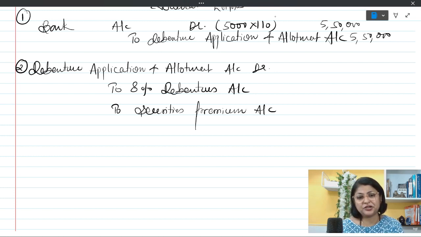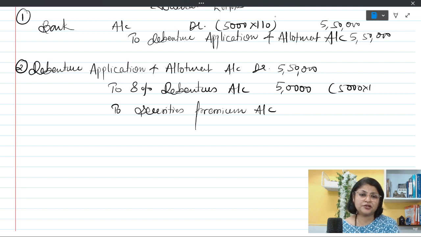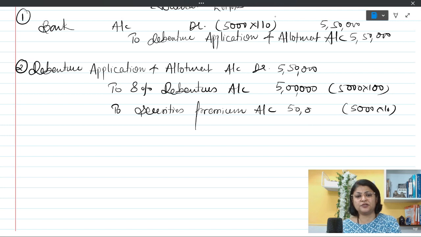So here we are going to write 5,50,000 rupees. In front of debentures, it will be 5,000 multiplied by 100 rupees. And here it is going to be 5,000 multiplied by 10 rupees, which is 50,000.